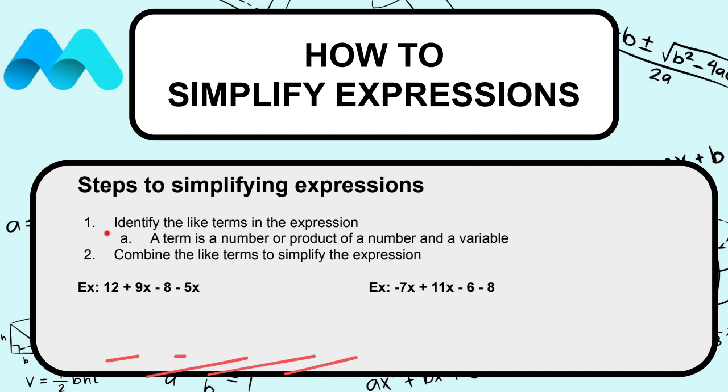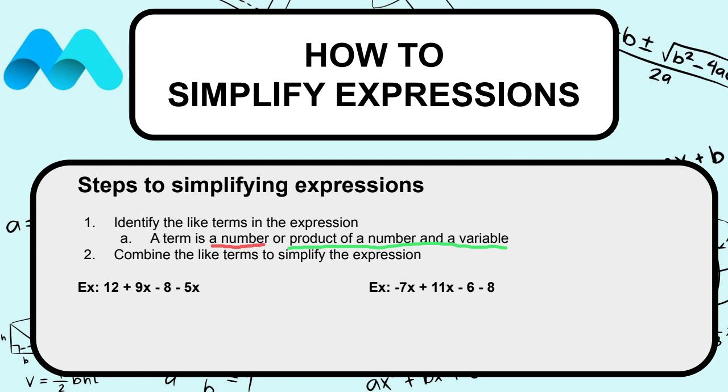The first step is to identify the like terms in the expression. Now that I've gone over what an expression is, I want to go over what a term is as well. As you can see there, a term is a number or a product of a number and a variable. I've underlined both of those, and you'll see why in a moment. After you identify the like terms in the expression, you're going to then combine the like terms to simplify the expression, as it says there in step 2.